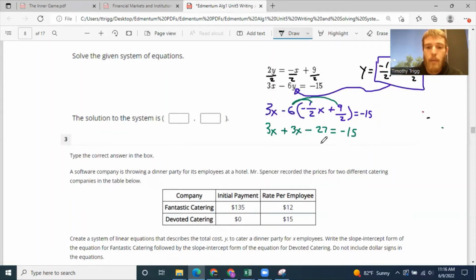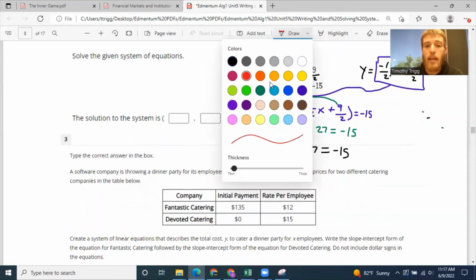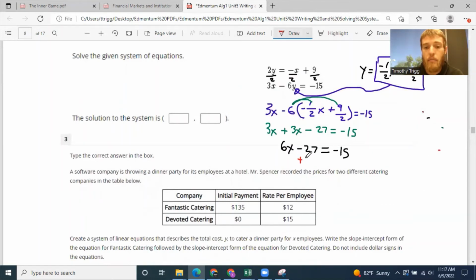Now what we're going to do, we're going to go ahead and combine these 3 x's. So that's going to be 6x minus 27 equals -15. What would I do now to help me solve for x? Well, I hope you can see that we should add 27 to both sides of the equation. I'm running out of space here. So that'll give us 6x is -15. Oh, I wrote 2y. That should say 27.